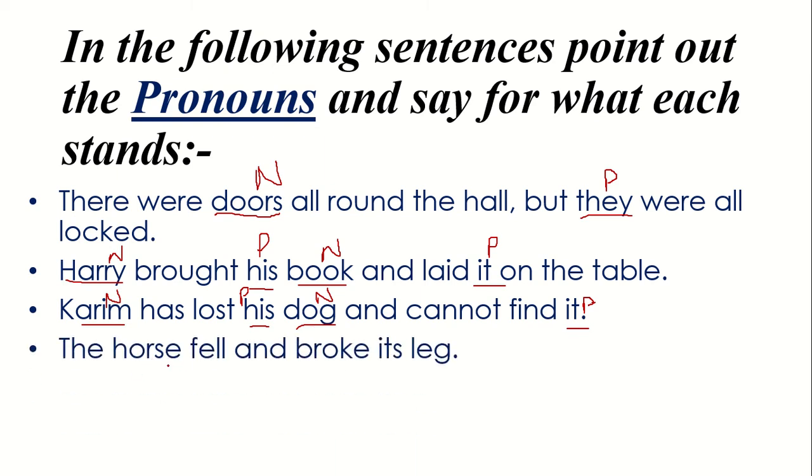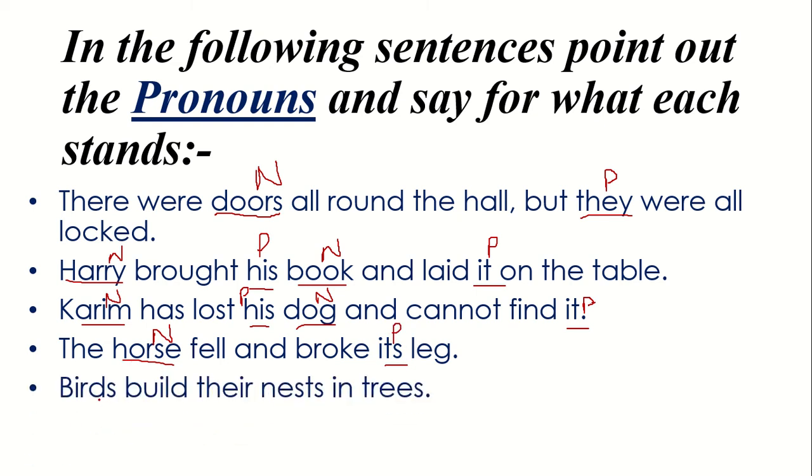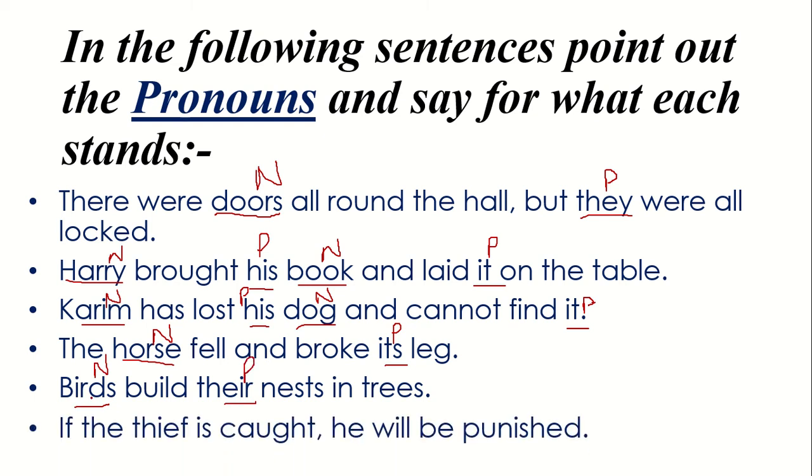The horse fell and broke its leg. So horse is a noun, and in broke its leg, its is a pronoun that is used here for the horse. Birds build their nests in trees. Birds is a noun, and their is a pronoun that has been used for birds.